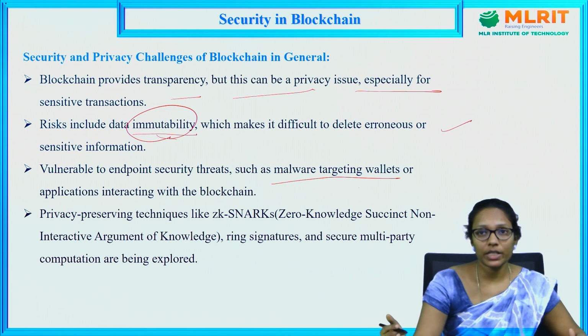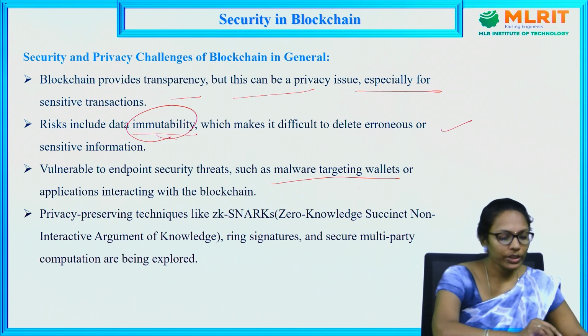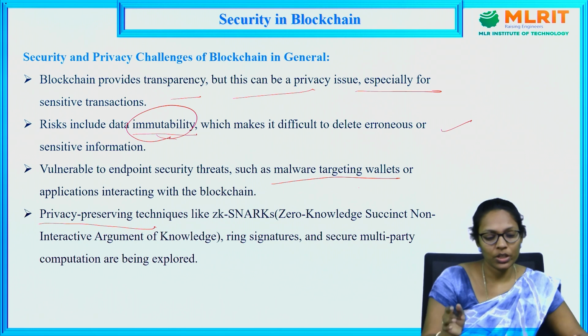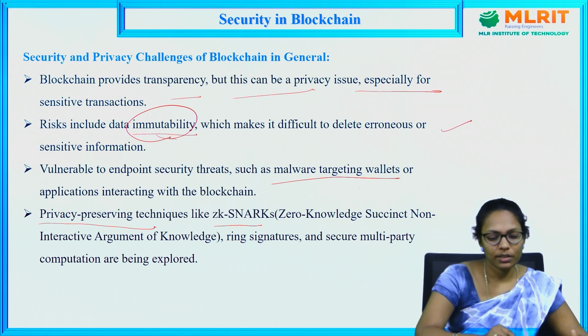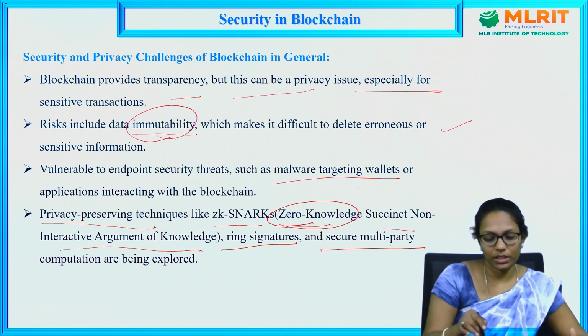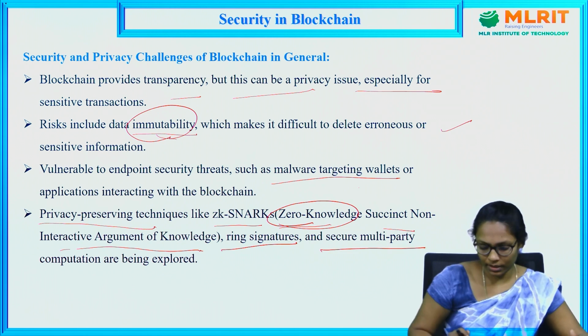So how to preserve this privacy? For privacy preserving, we are using some techniques in general in the blockchain. Those are ZK-SNARKs, which is nothing but zero knowledge succinct non-interactive argument of knowledge. So simply you can call it zero knowledge proofs. And ring signatures, secure multi-party communication. So we will see what these techniques are in the next slides.